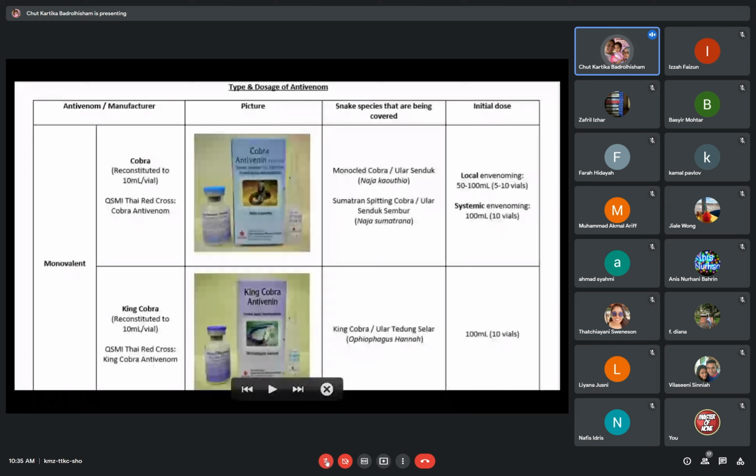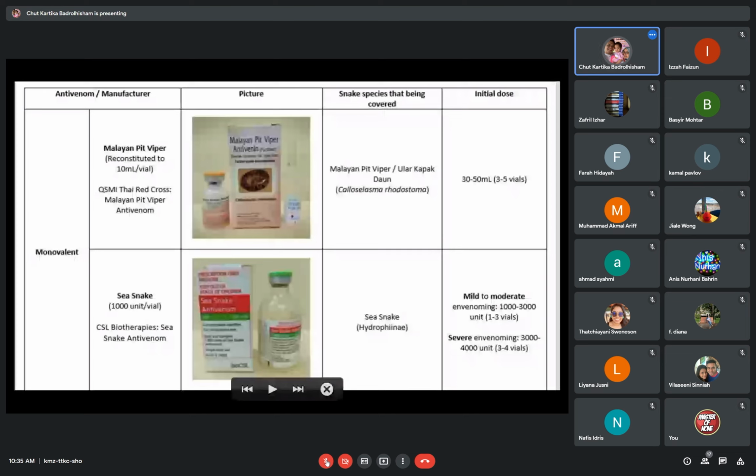Okay, this one Malayan pit viper, about 3 to 5 vials, and then sea snake, about 1 to 3 vials for mild to moderate. For severe envenoming, we give 3 to 4 vials. This one is an example of polyvalent, there is neuropolyvalent and hematopolyvalent. Okay, how do you want to administer antivenom?